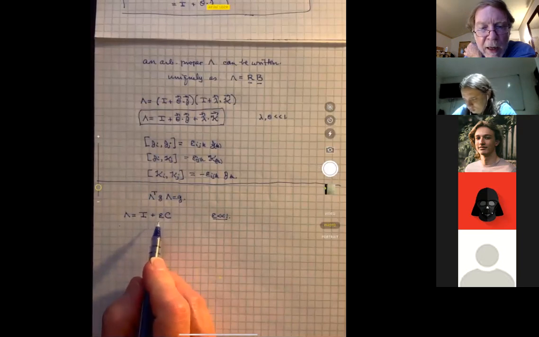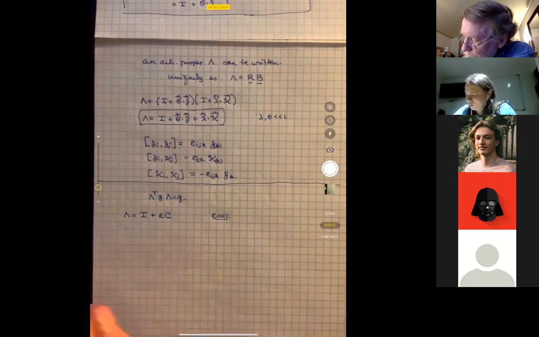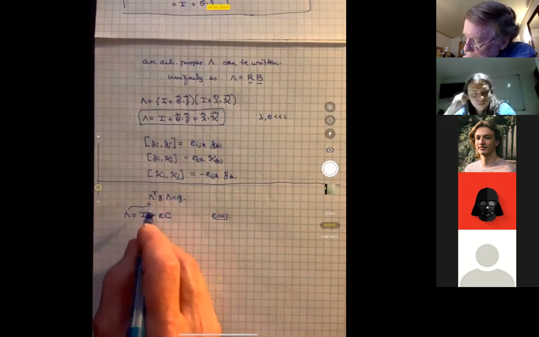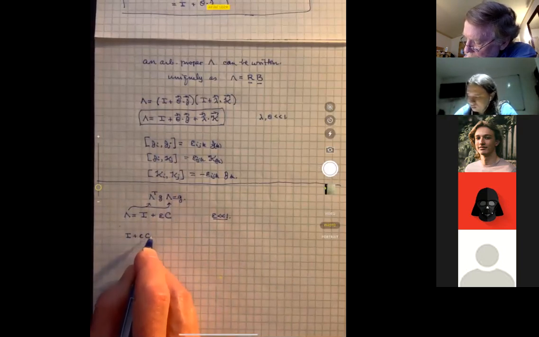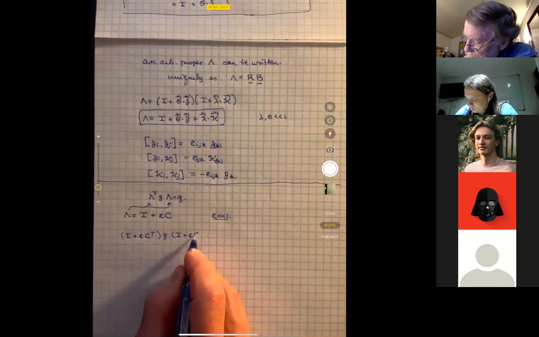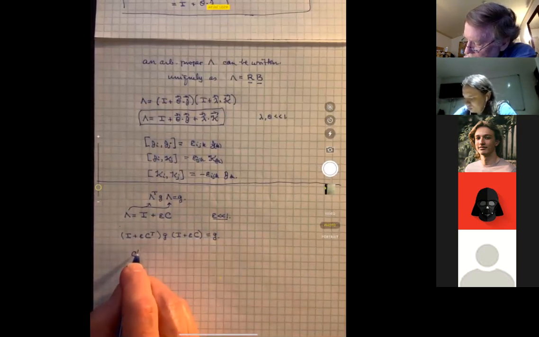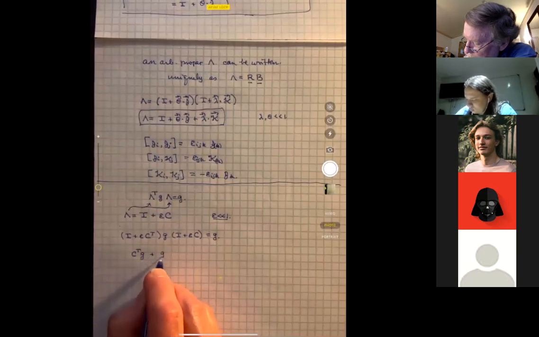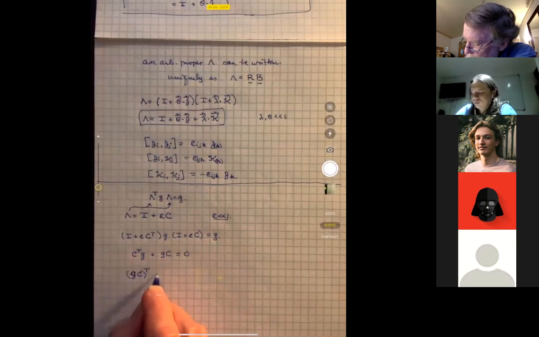Really, the epsilon serves a psychological purpose, just to remind us that the correction term is small. After a while, I'll drop it. In any case, if I take this lambda and plug it into this equation above, then what we get is (identity plus epsilon times C) transpose times G times (identity plus epsilon times C) is equal to G. And if you expand this out and keep first order terms, what you get is C transpose G plus G times C is equal to 0.